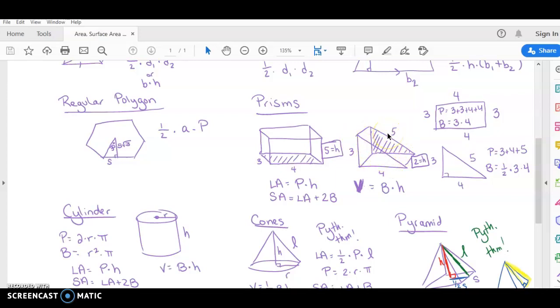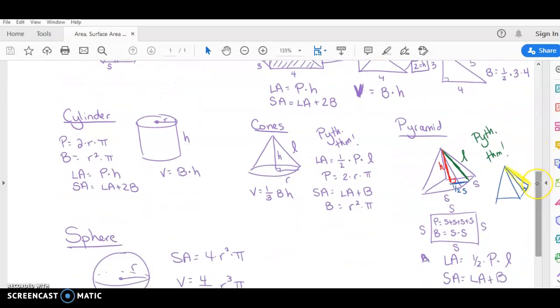All right. So you have to be careful. I put all that work right here. 3 plus 4 plus 5. The area of the base, 1/2 times 3 times 4. All right. For the rectangle, I did the work over here. The perimeter would be 3 plus 3 plus 4 plus 4. And the area of the base would be 3 times 4. So you have to be careful and know what your base shape is.